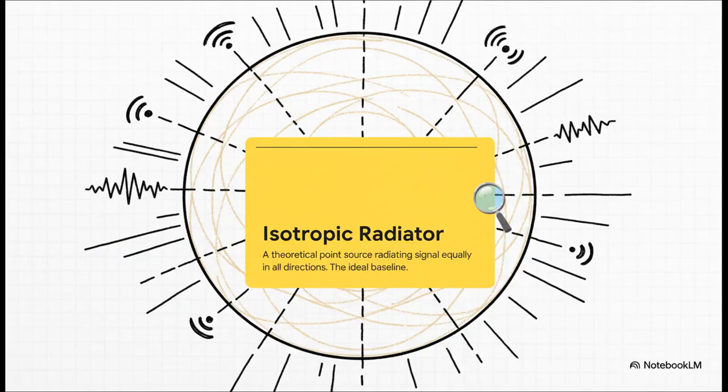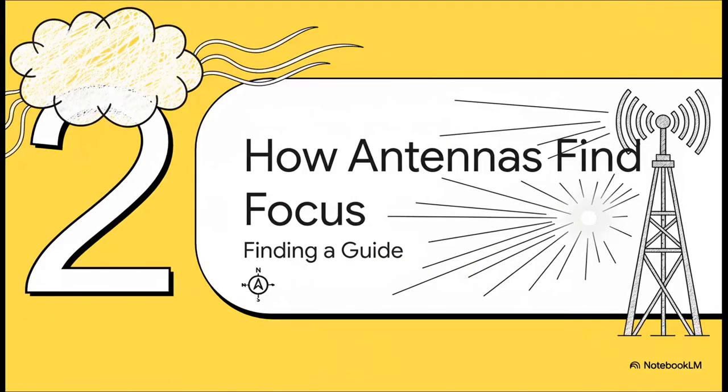Now, there's a fancy technical name for this perfect sphere of energy. It's called an isotropic radiator. And honestly, it's just a theoretical idea. It doesn't really exist in the real world. But it's super important because it's the perfect baseline, the 0 point, that we use to measure all real-world antennas against. Okay, so if our signal starts out as this giant, unfocused ball of energy, how in the world does it get where it needs to go?